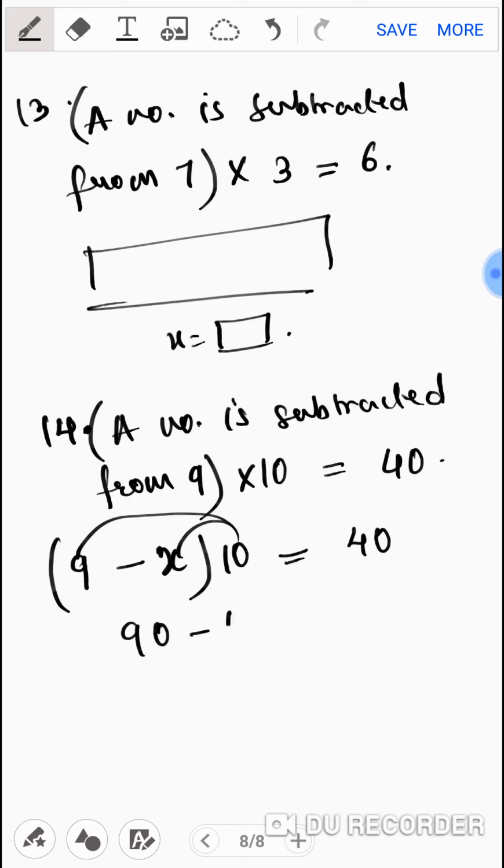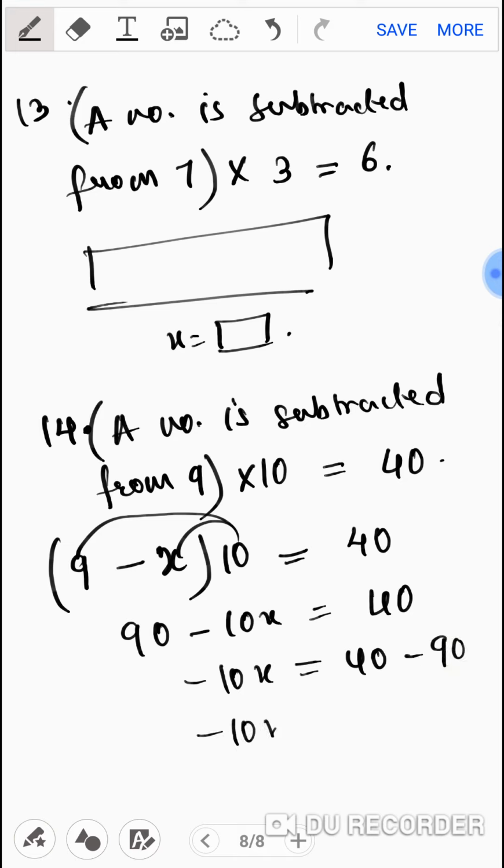90 minus 10x is equal to 40. That will be minus 10x is equal to 40 minus 90. That will be minus 10x is equal to minus 50. X is equal to 5. Clear?